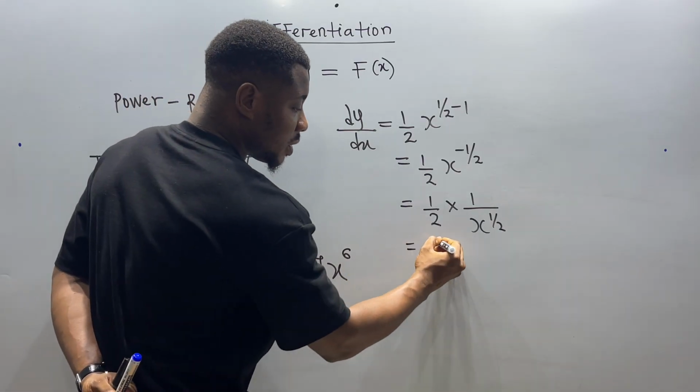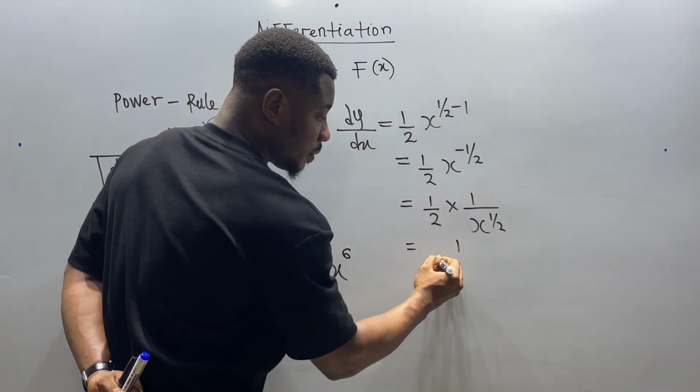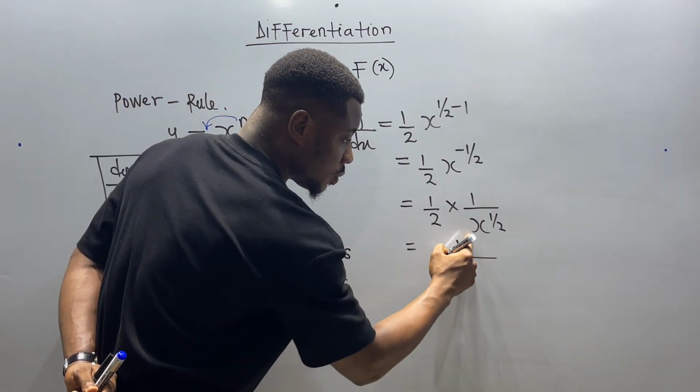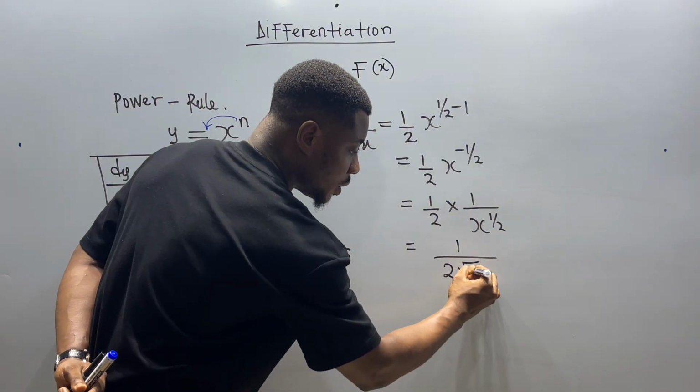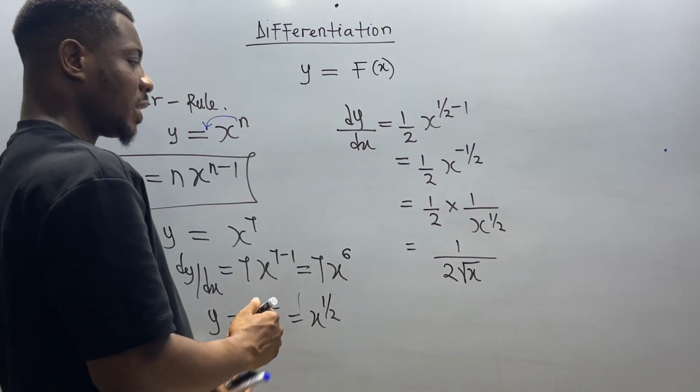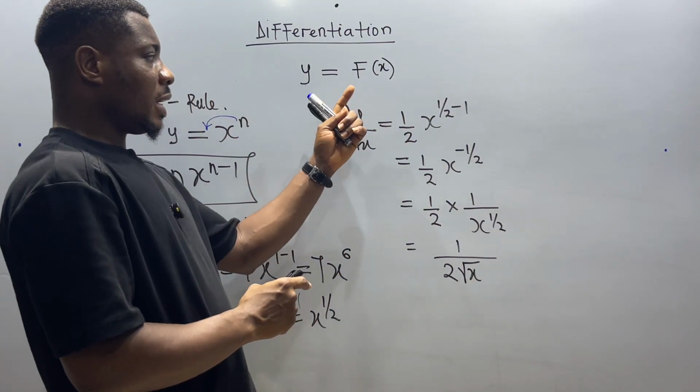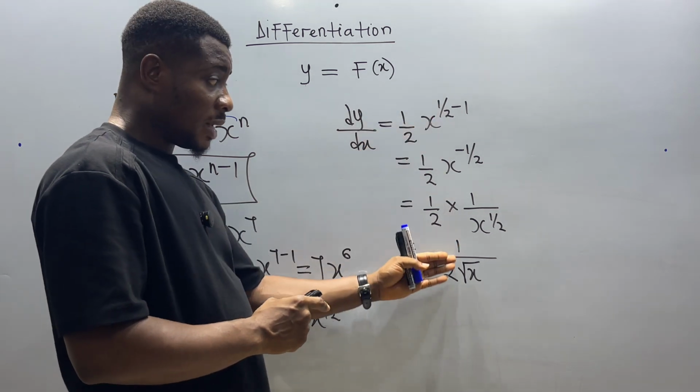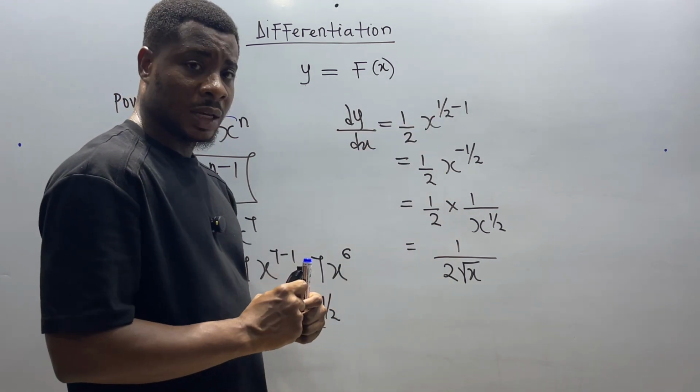So 1 times 1 gives us 1, then 2 times it gives us 2. X raised to the power half is still root x. So you can see that when the power is a negative fraction, we still apply the same process and we get the same answer.